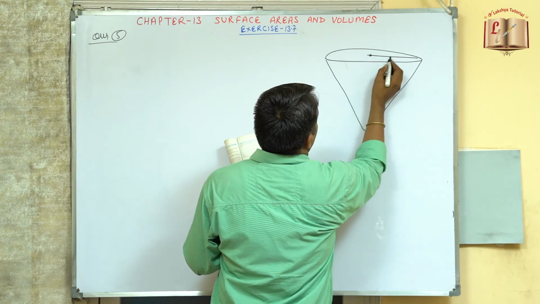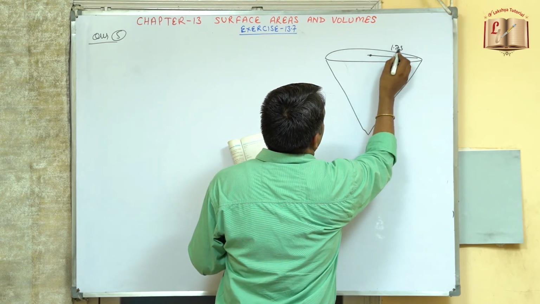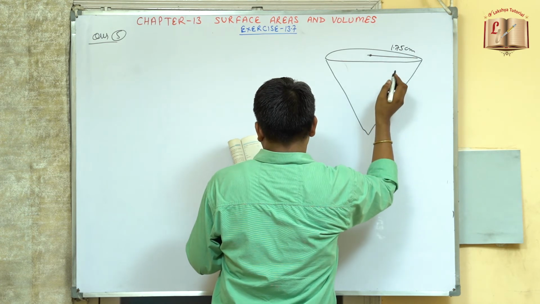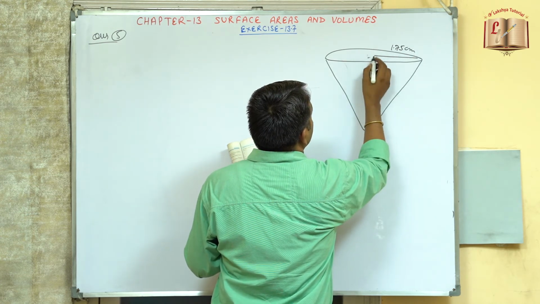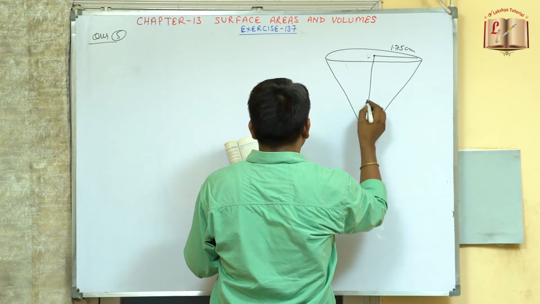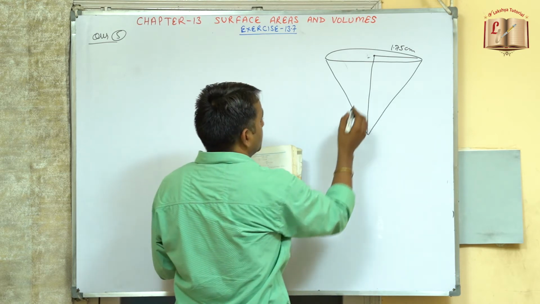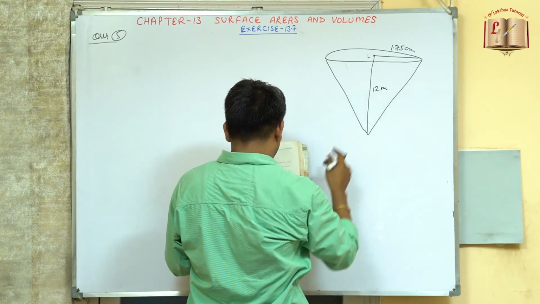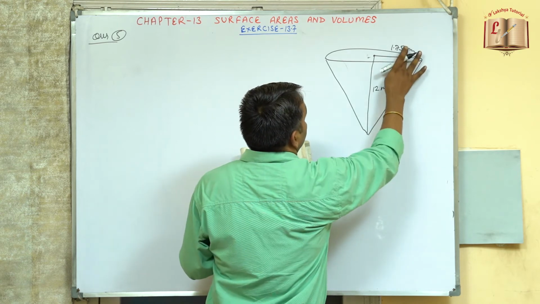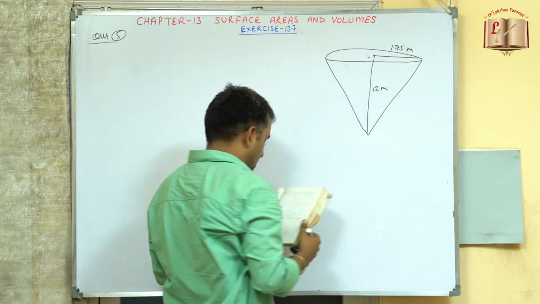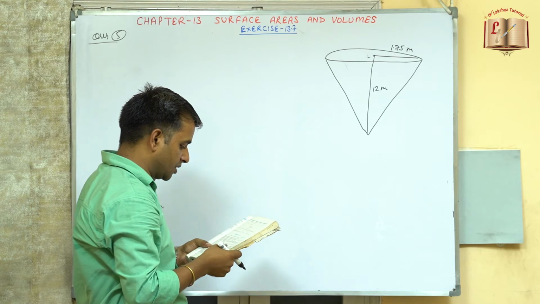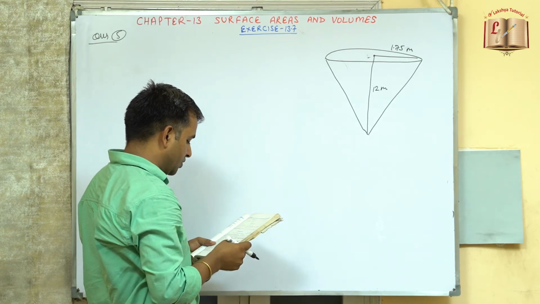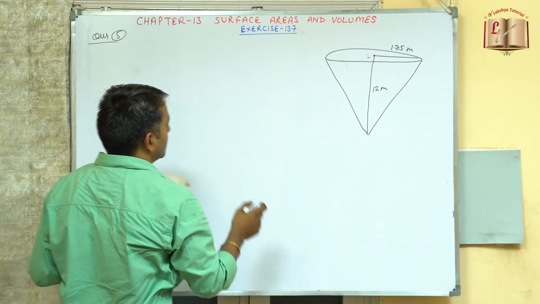So radius will be now 1.75 centimeters, and this will be the height of this, which is 12 meter deep. So this is given as 12 meters. This is also in meter. 12 meter deep. What is the capacity in kiloliters? So we need to find out the capacity in kiloliters.